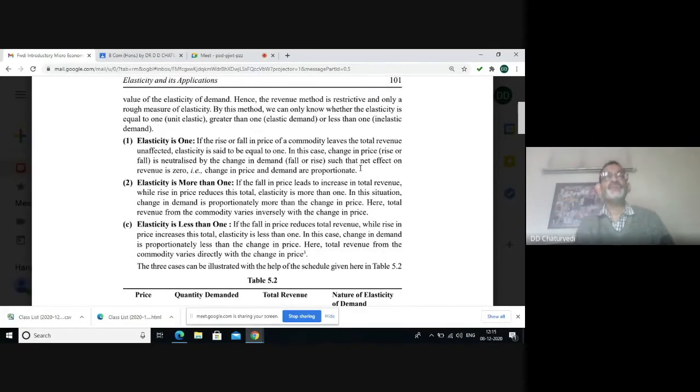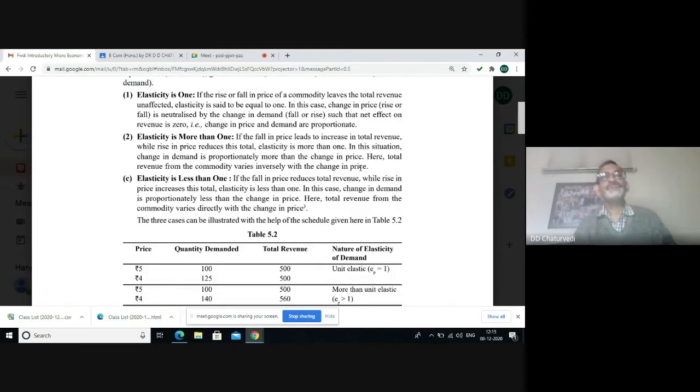Through this method, we can only know whether the elasticity of demand is equal to 1, greater than 1, or less than 1. The first situation, elasticity is 1. When with rise or fall in the price of the commodity, there is no impact on the total revenue or expenditure, elasticity of demand is said to be equal to 1. Here the change in price is neutralized by the change in demand, and the overall effect on the revenue is 0. That is, we can say change in price and demand are proportionate.